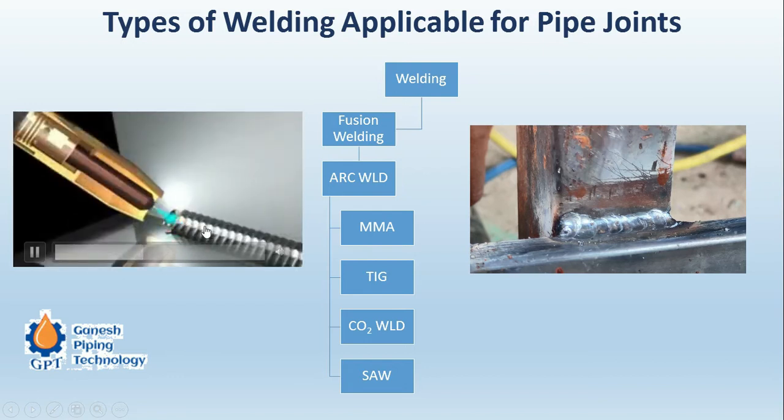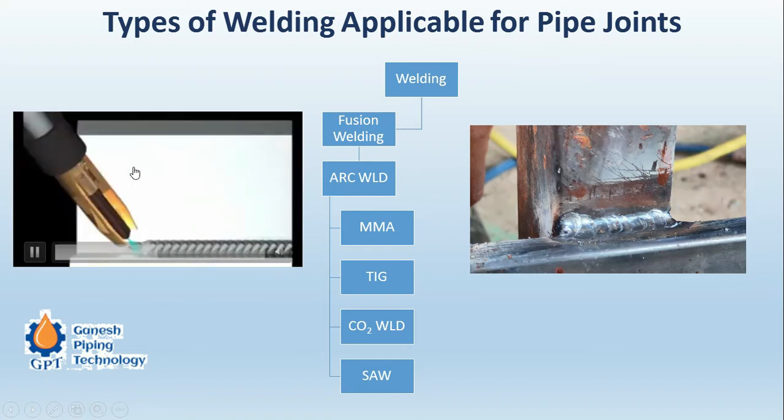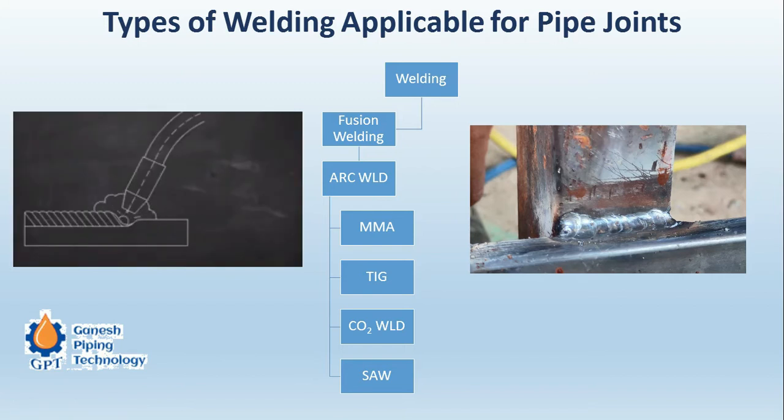Okay, so this is the quality of weld which we are achieving. The blue color layer is nothing but surrounding the filler wire. There is a continuous flow of inert gas, which is nothing but carbon dioxide. We are using carbon dioxide. So here we can see the carbon dioxide.